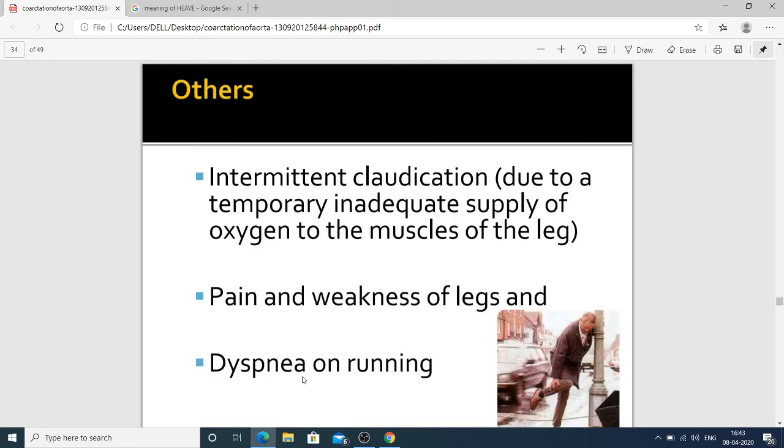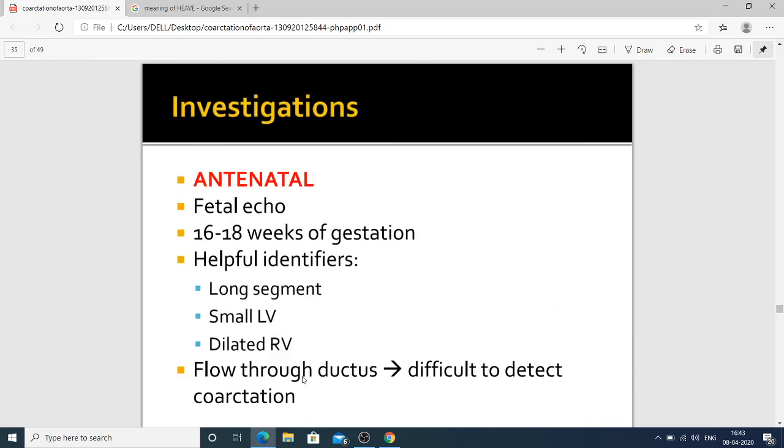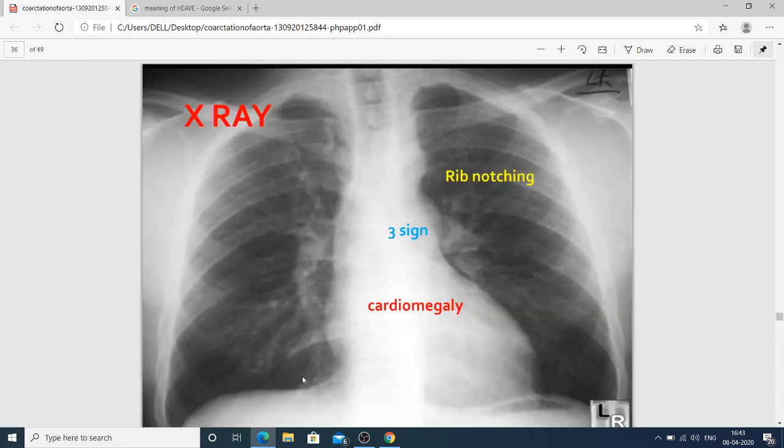Then other clinical symptoms: intermittent claudication due to a temporary inadequate supply of oxygen to the muscles of the leg. Then pain and weakness of the legs and dyspnea on running. After that, investigations. In the antenatal period, fetal echo at 16 to 18 weeks of gestation is helpful to identify a long segment, small left ventricle, dilated right ventricle and flow through the ductus, though it is difficult to detect coarctation. In X-rays, we can see cardiomegaly, then rib notching.